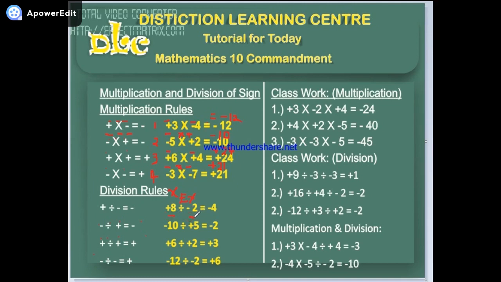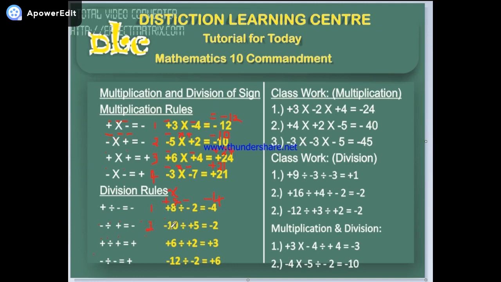So how are we going to do this? What you are going to do is just say that plus 8, that means plus divided by minus. Plus divided by minus will give us minus. And 8 divided by 2 will give us 4. So that means our answer will be minus 4. And the next one is what? So this is example 1 and this is example 2.